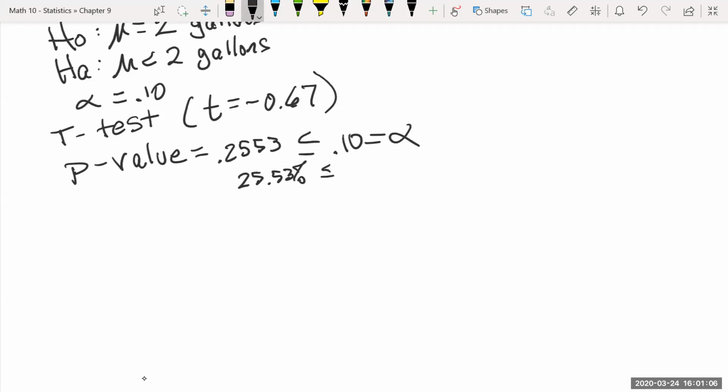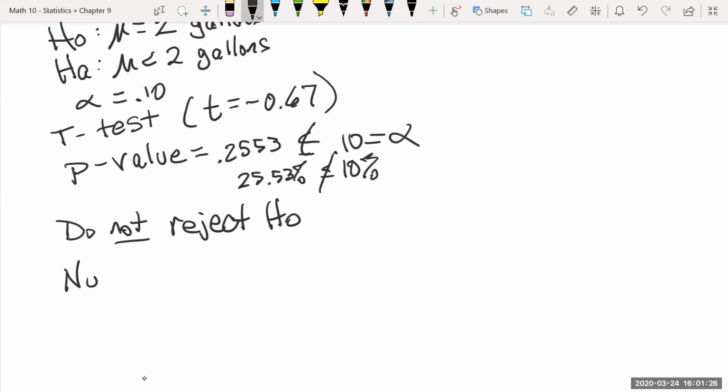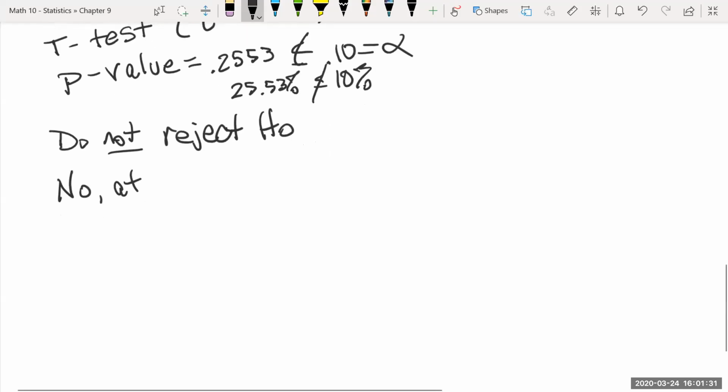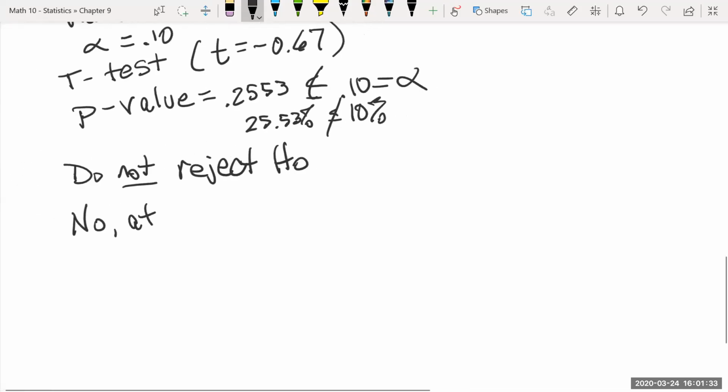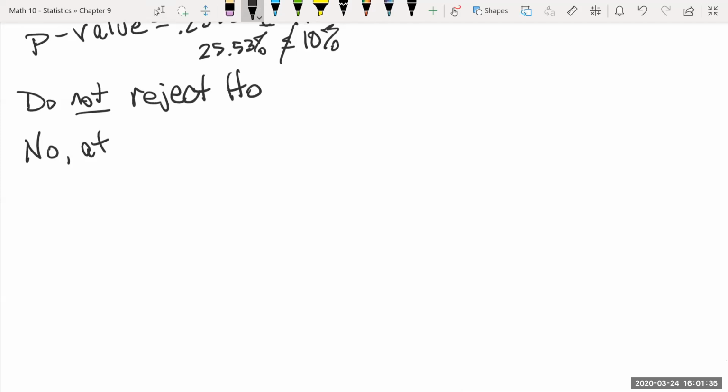So notice this is less than or equal to 10%, and we say, oh, no, it's not. So we'll cross that out. So we say, oh, since it's not less, I do not reject the null. And so our conclusion is no. And a lot of times they'll state the percentage. No. At the 10% significance level, I usually don't because I'm too lazy.